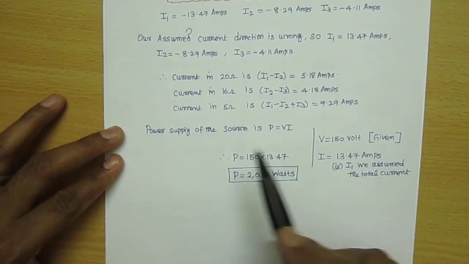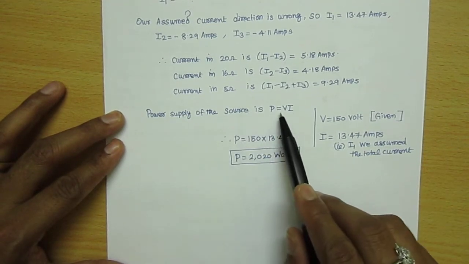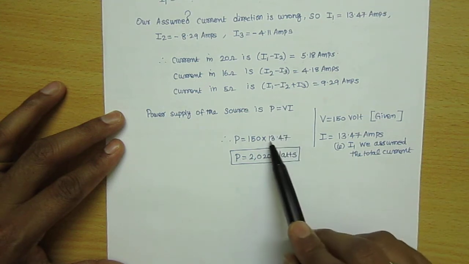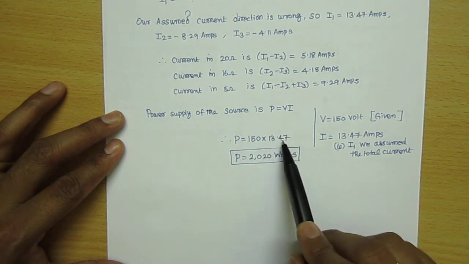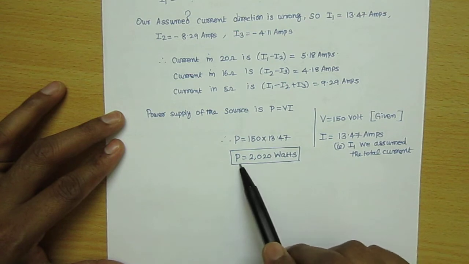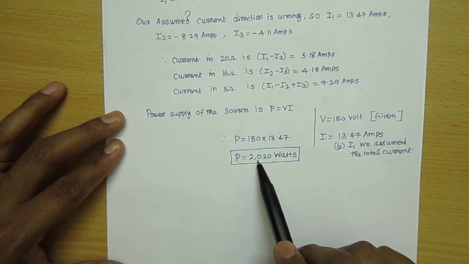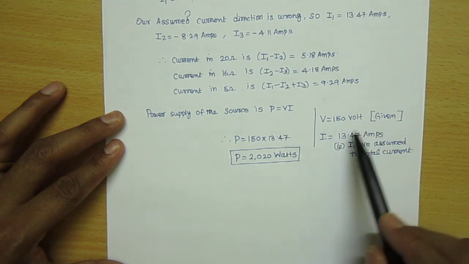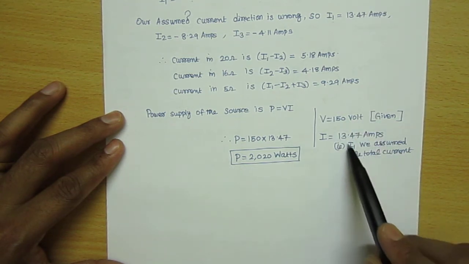And then the power supplied by the source is P is equal to VI. Total voltage is given in the circuit, and the total current is 13.47. If you multiply this, we will get P is equal to 2020 watts. So here V is given, I just considered, and then we got this value.